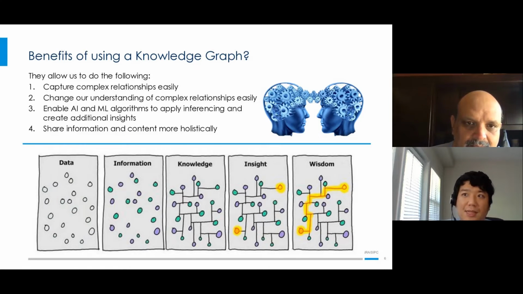Holistic linked data. We want to have a harmonized view of the data. This is where JSON-LD, for example, would be applied. We're able to link our data and reference it across the enterprise.